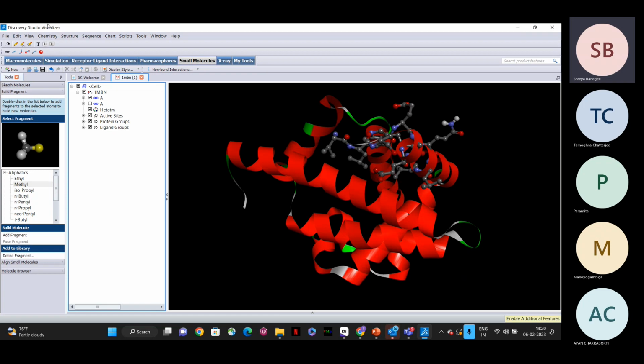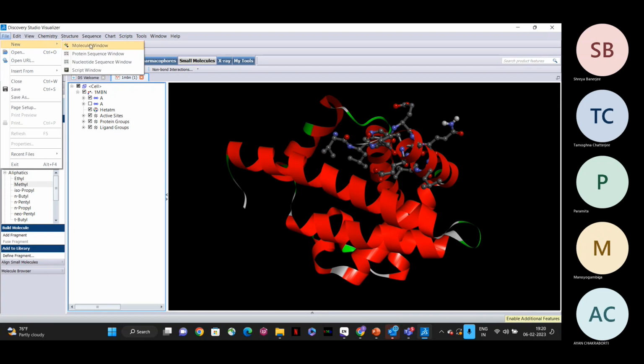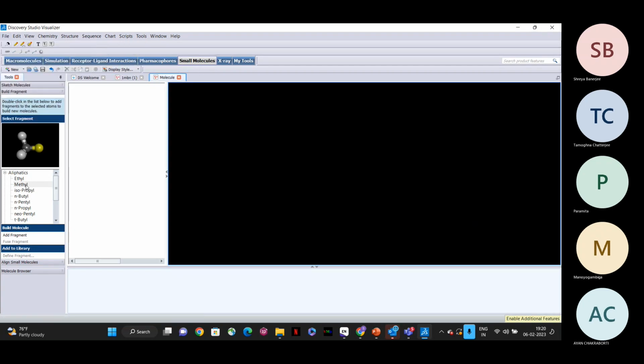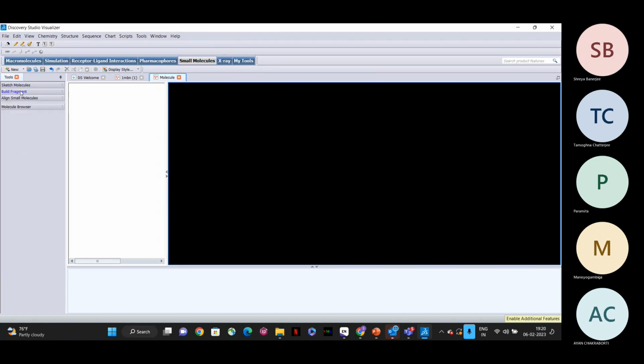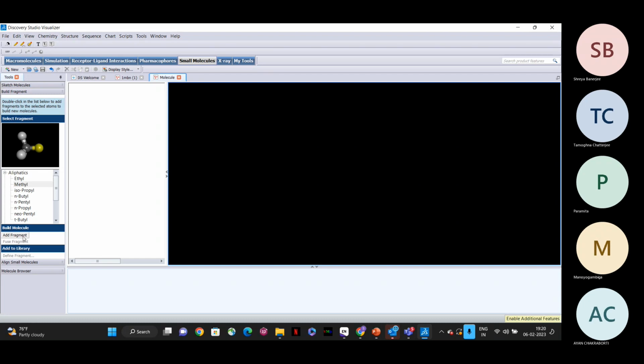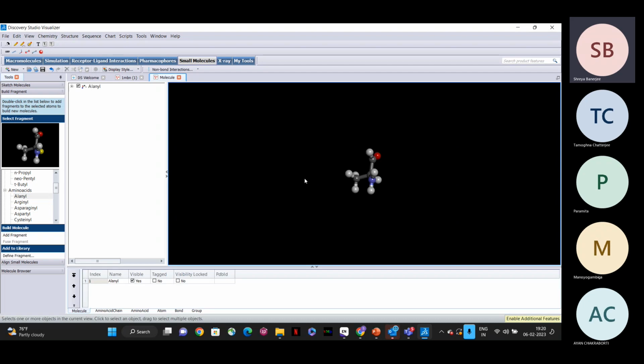And you can build structures in Discovery Studio also. So if I want to build a molecule, then I go to small molecules. Amino acids, the option you can see is here. So any amino acid you can add and form a polypeptide chain. And so you can build your own molecule also in Discovery Studio.